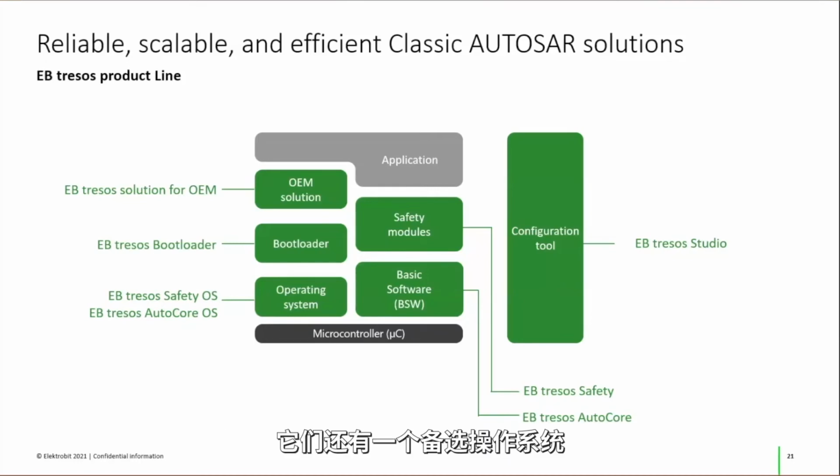And we have an alternative operating system. It is called the EB tresos Safety OS, which is also a single and multi-core capable operating system that is mostly targeting the areas from ASIL-B to ASIL-D, Bravo to Delta levels.